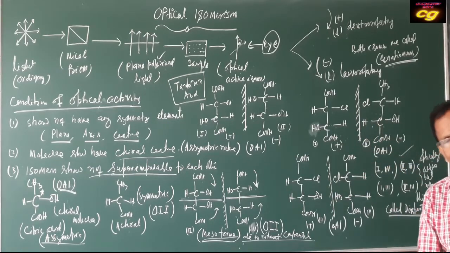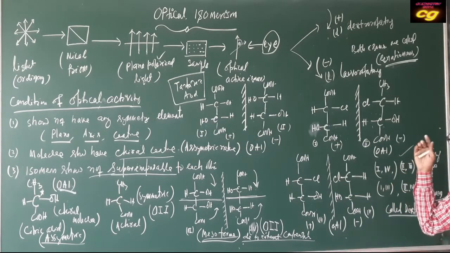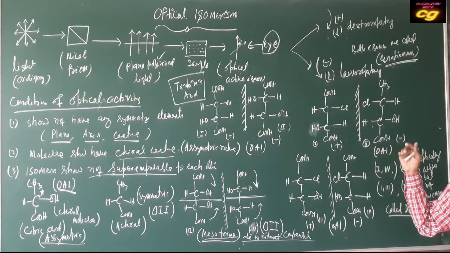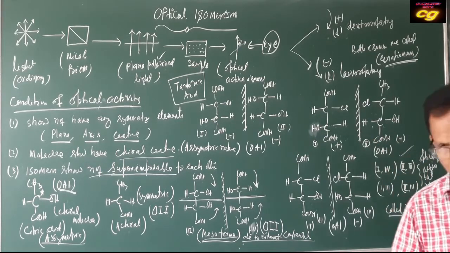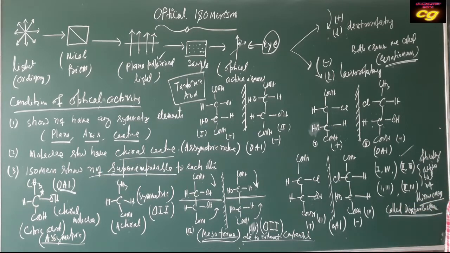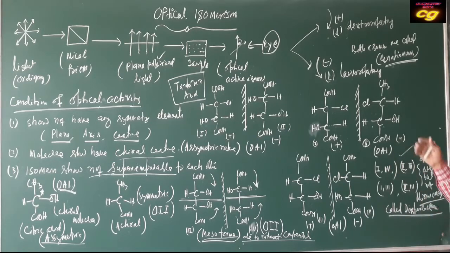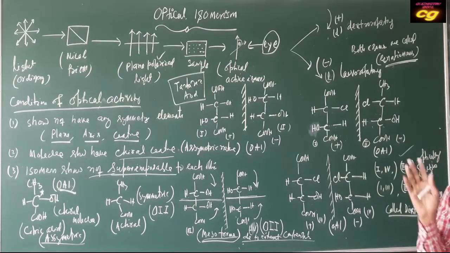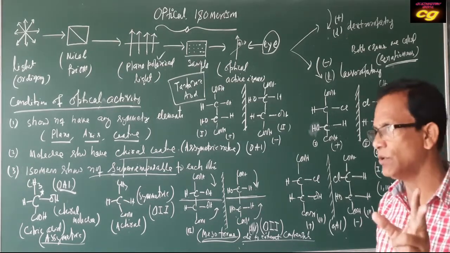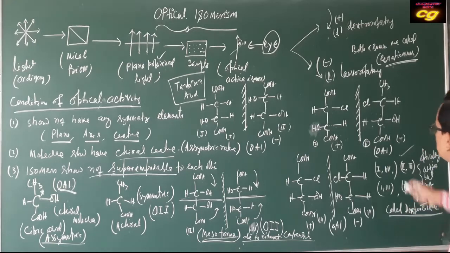These are called diastereoisomers. They may or may not be optically active, but they are not what? Mirror images. Isomers that are not mirror images are called diastereoisomers of the same molecule, not different molecules. From the same molecule, a pair of isomers which are not mirror images to each other are called diastereoisomers, but they may be optically active or inactive.